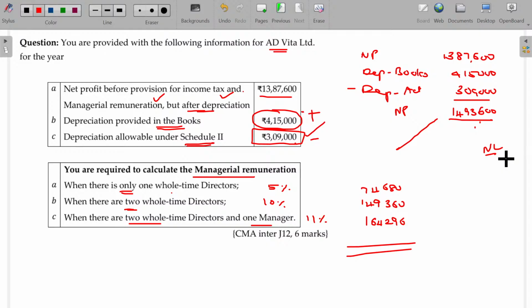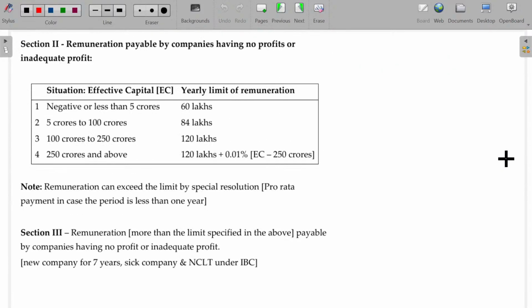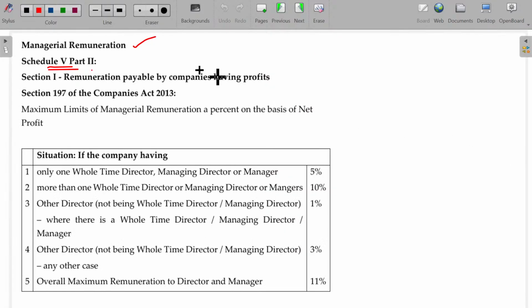So let me finish up the entire list here. If we have only one whole-time director, then 5%, and more than one whole-time director, then 10%. Other directors not being whole-time directors, we don't have a whole-time director, we have only part-time directors. In that case, only one part-time director means 1%. If you have n number of part-time directors.